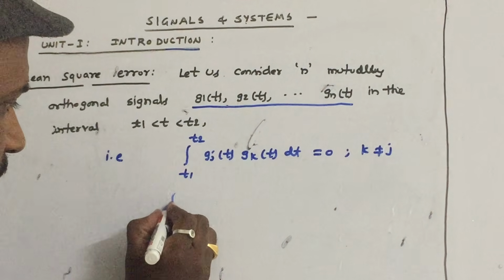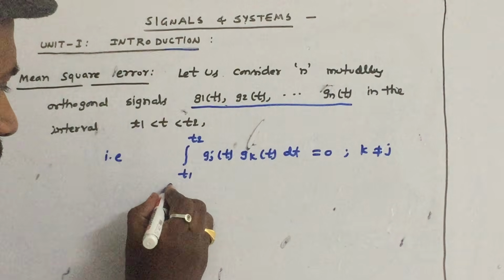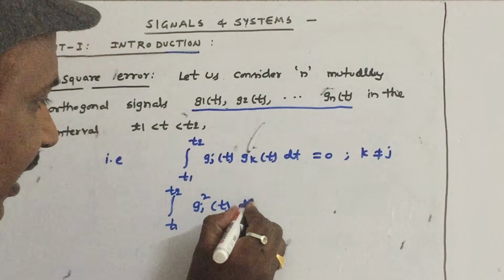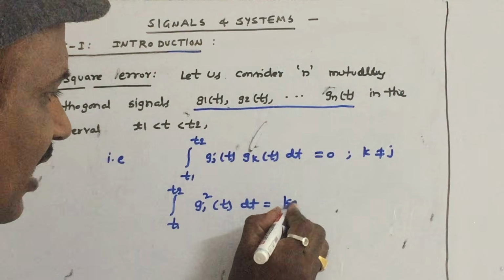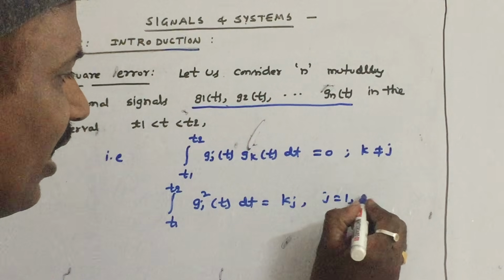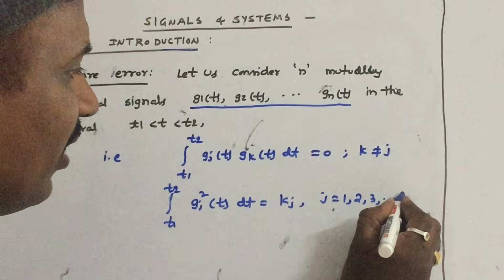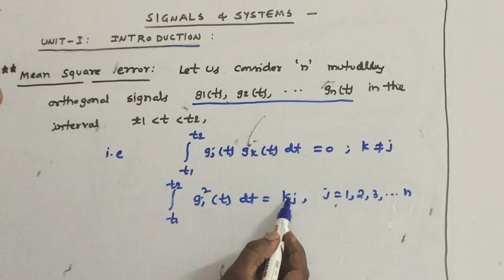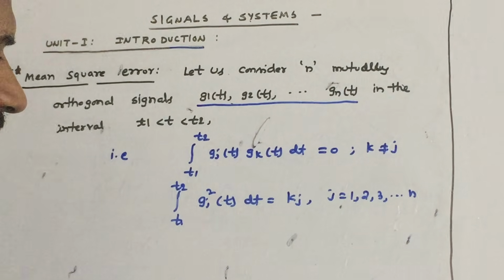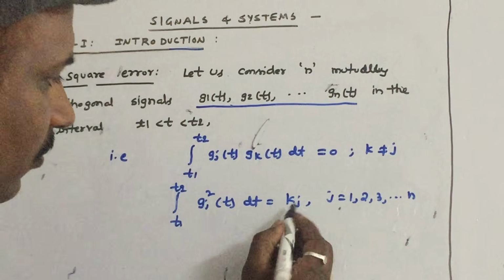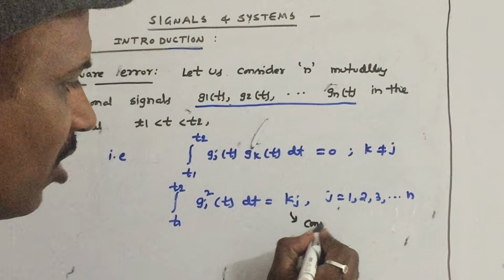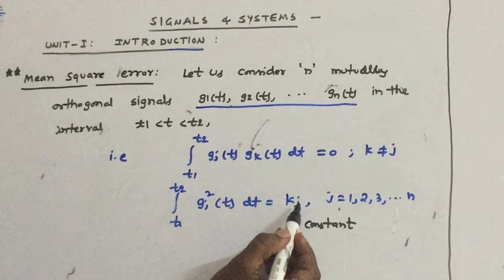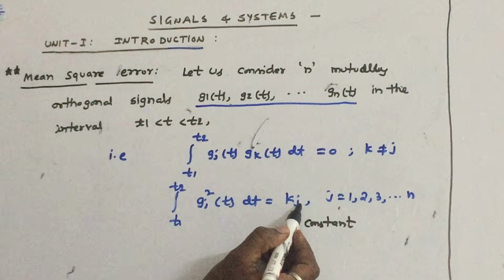Let us assume integral t1 to t2 gj square of t dt is equal to kj, where j is equal to 1, 2, 3, so on n. That means integral g1 square of t is k1, where k is a constant value. So g2 square of t gives k2, g3 square of t gives k3, gr square of t gives kr, like that.